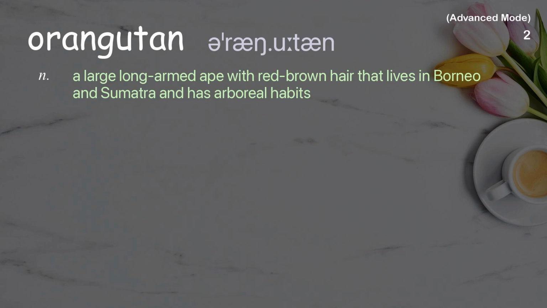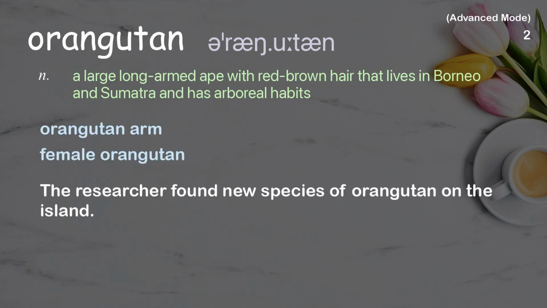Orangutan. A large long-armed ape with red-brown hair that lives in Borneo and Sumatra and has arboreal habits. Examples. Orangutan arm. Female orangutan. The researcher found new species of orangutan on the island.